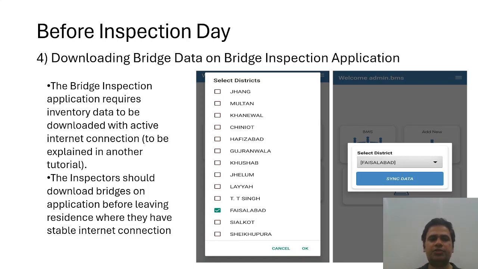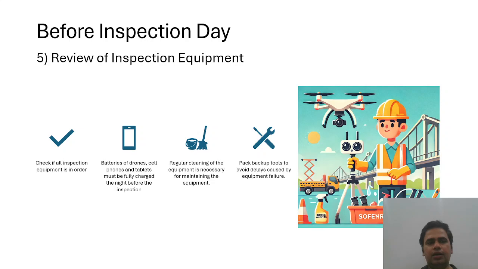Otherwise, the inspection will not be successful. You should also review the inspection equipment available with you, and see that all the inspection equipment is in order. It is advisable that batteries of drones, cell phones, and tablets must be fully charged the night before the inspection, so that there is no incident where you are at site and you don't have sufficient battery available for instruments and drones. That will affect the pace of inspection.